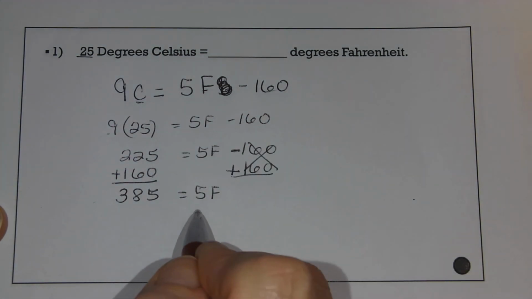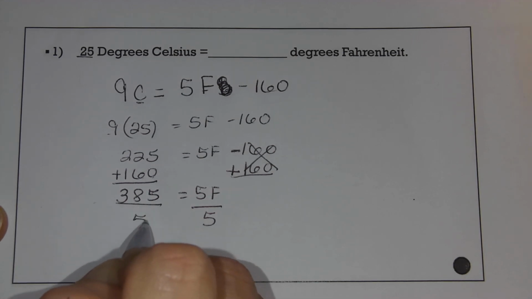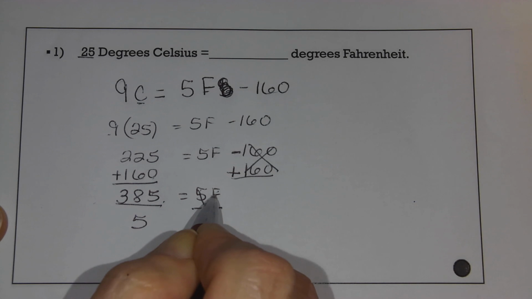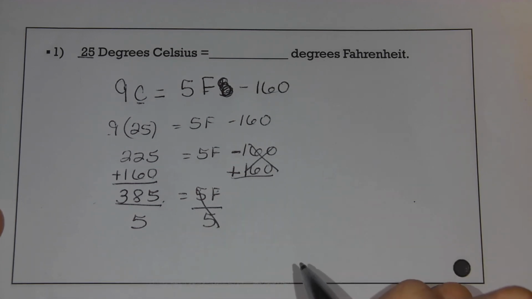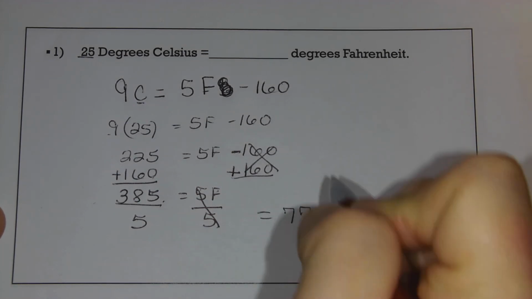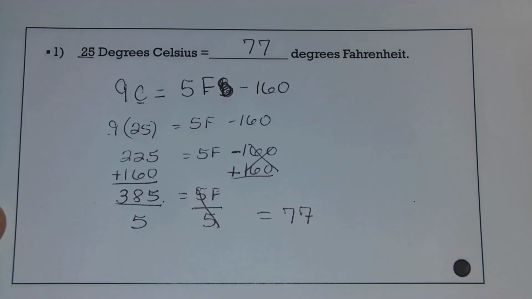And now to get rid of the F, we're going to divide each side by 5. That crosses these two out. And so whatever this is divided by is equal to F. So 385 divided by 5 is going to equal 77. So 25 degrees Celsius is going to be equal to 77 degrees Fahrenheit.